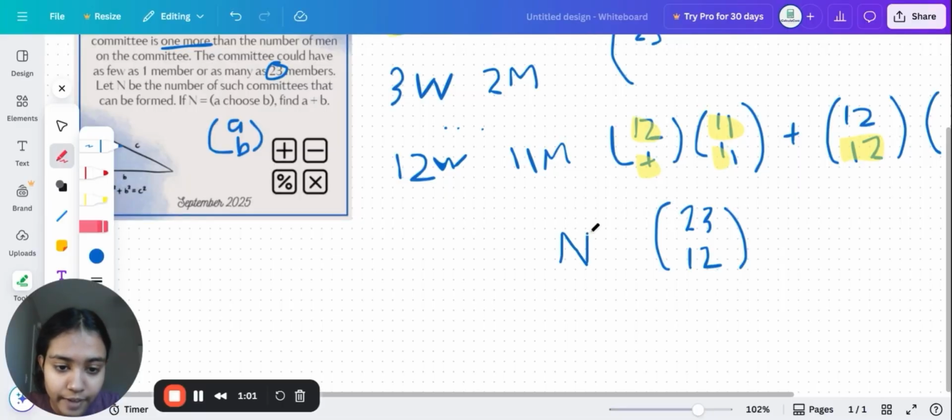However, we're not done just yet. We found the value of n, but now we need to add our A value and our B value. So 23 plus 12 gives us a final answer of 35.